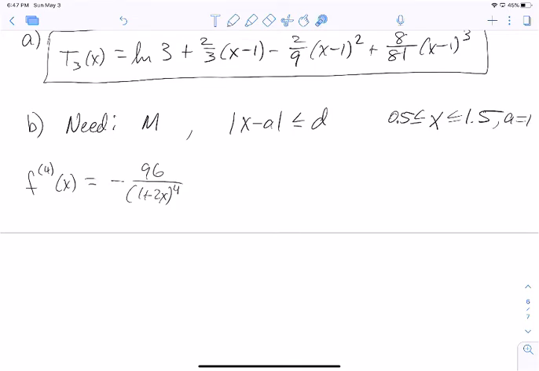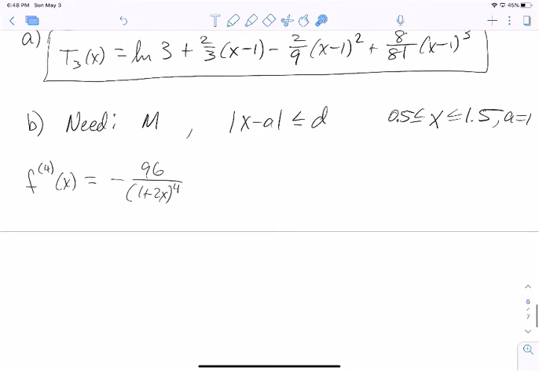Okay, on that interval from 1/2 to 1.5, we need to determine the largest value that the fourth derivative will take on. If we look at this, what we can see is that our fourth derivative is negative, and we have a (1 plus 2x) quantity to the fourth power in the denominator. And I just about sent us down a wrong road there.